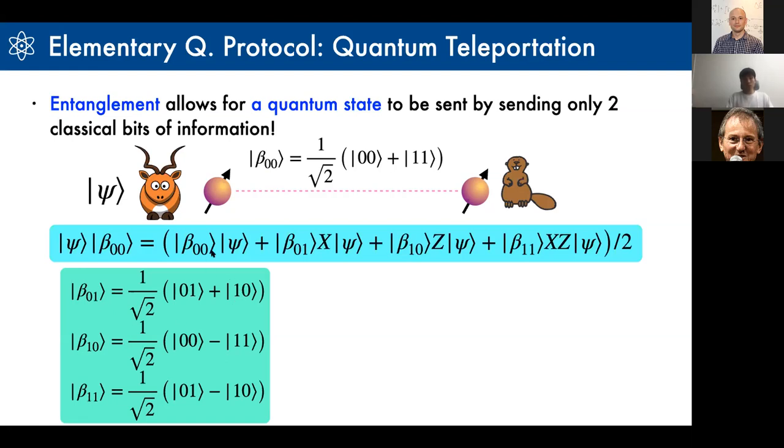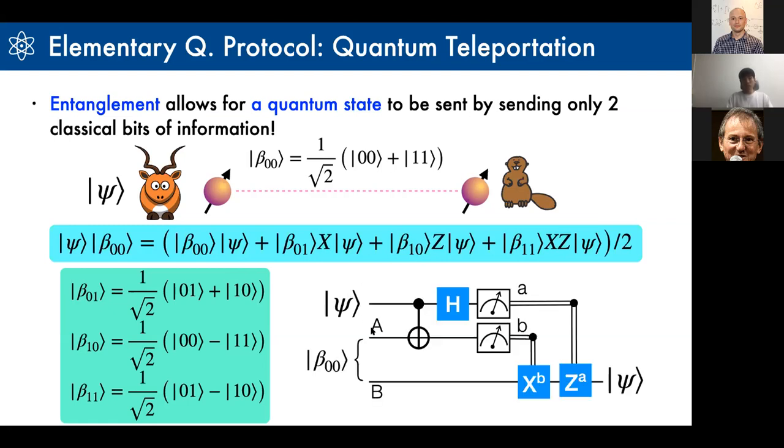Now you see that the third register is either psi, or psi with an X operation, or psi with a Z operation, or psi with an XZ operation. So this three qubit state is now written as a superposition state spanned by this orthonormal basis. For each orthonormal part, this information about psi is encoded, but with some extra operation depending on the orthonormal basis.